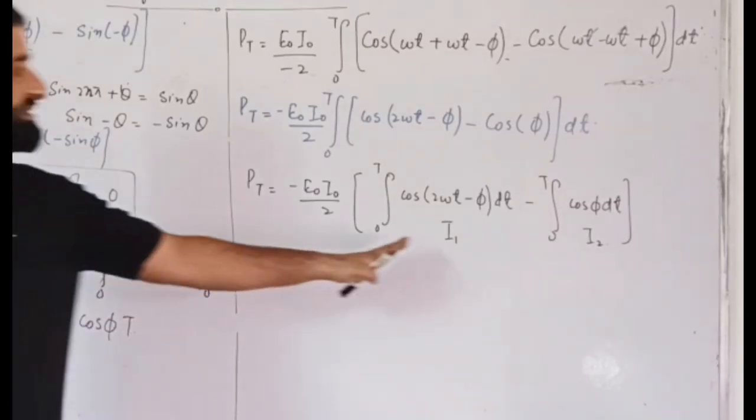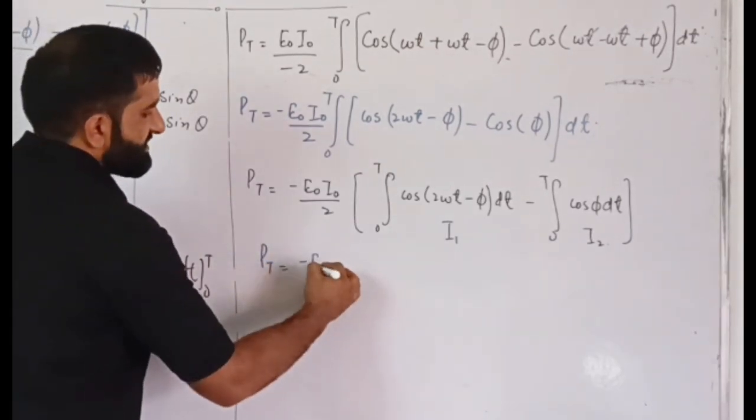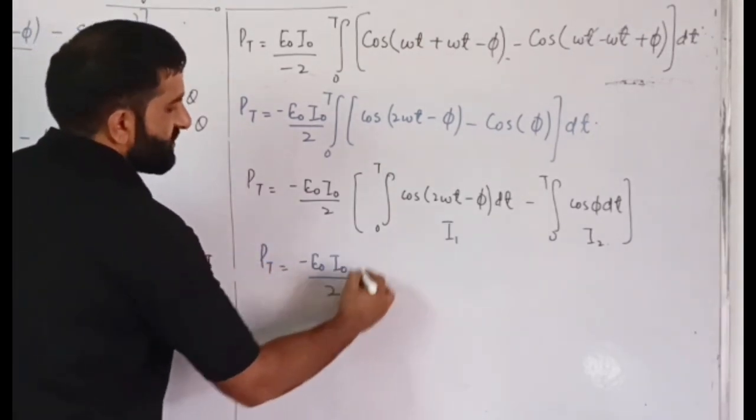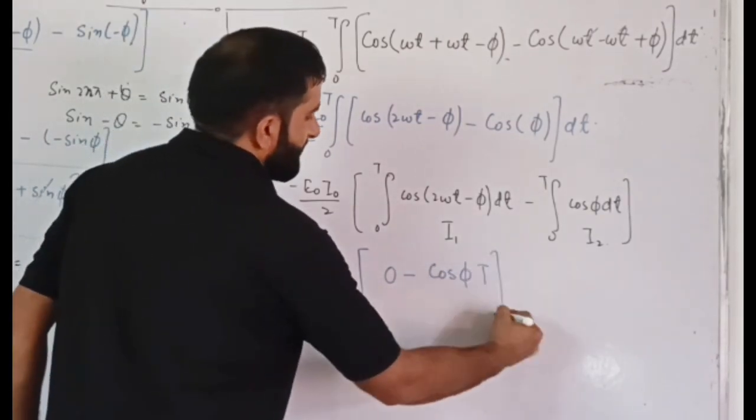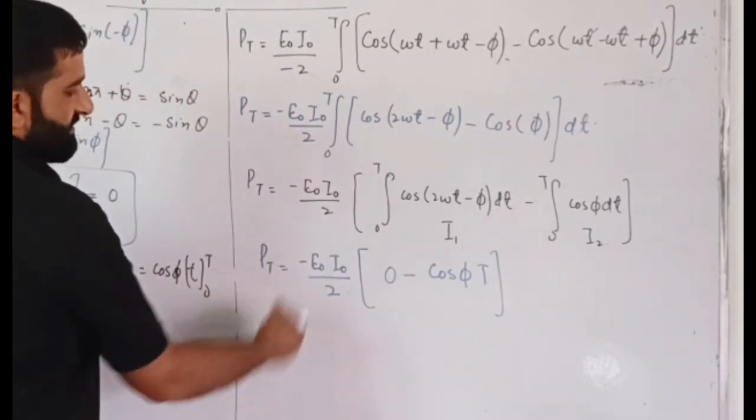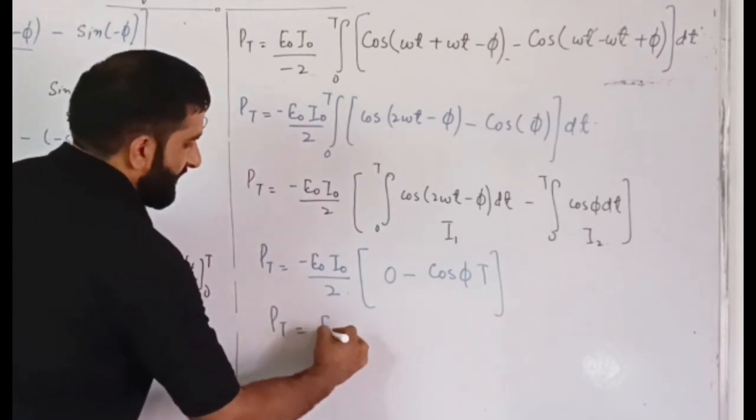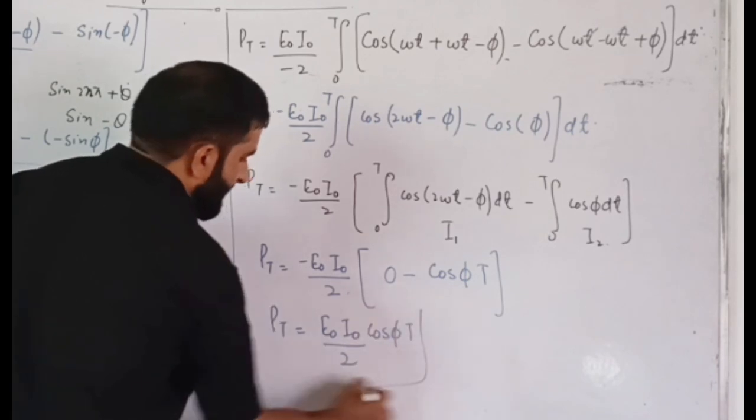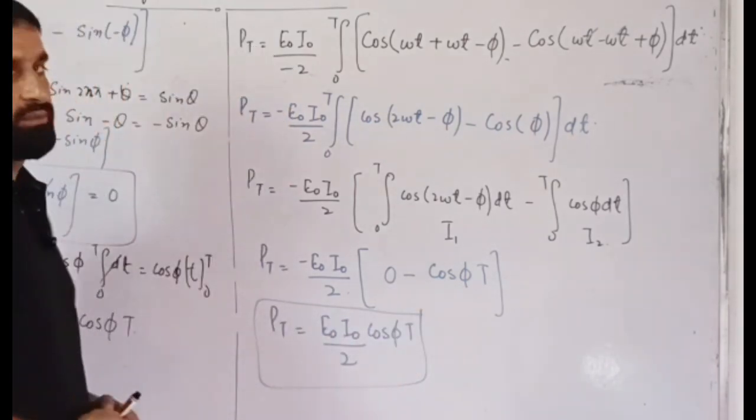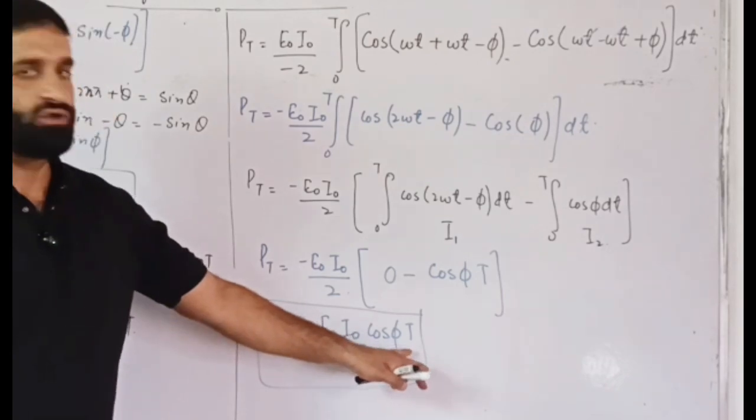Substituting the integrals in here, we have got Pt is equal to minus E0 I0 divided by 2 into 0 minus cos phi into t. This minus and minus in product, minus minus is equal to plus. So Pt will be equal to E0 I0 divided by 2 into cos phi into t. This is the equation of the total power.